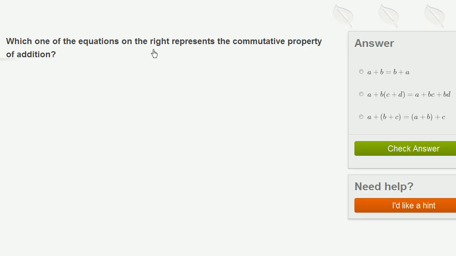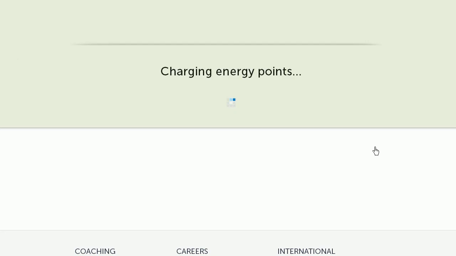Which one of the equations on the right represents the commutative property of addition? Well, that's what they just asked us. A plus B is equal to B plus A. And we are done.